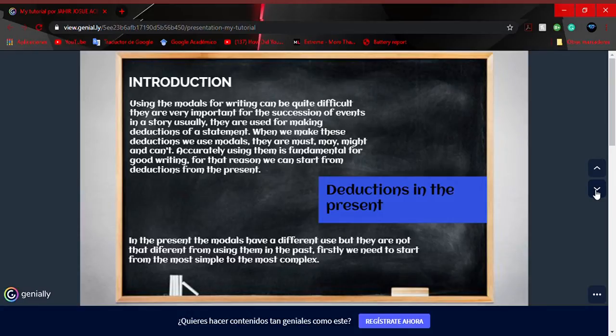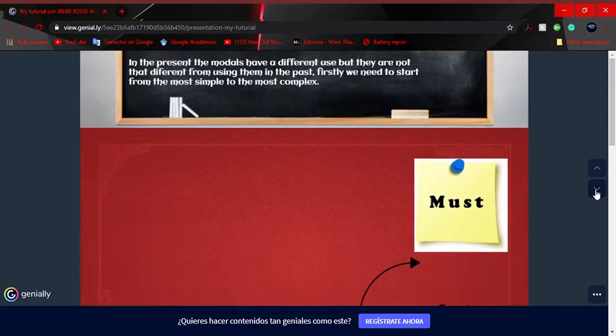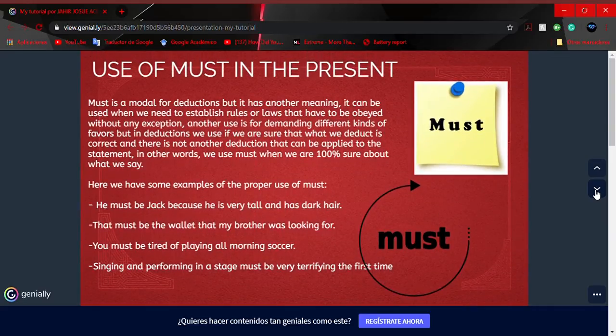First, we are going to start with the deductions in the present, the modals. Must. Must is a modal for deduction, and we use it for certainty because we are certain that it can happen. It must happen. We're completely sure. Another use is for advice, where you can say you must do this, or obligations.